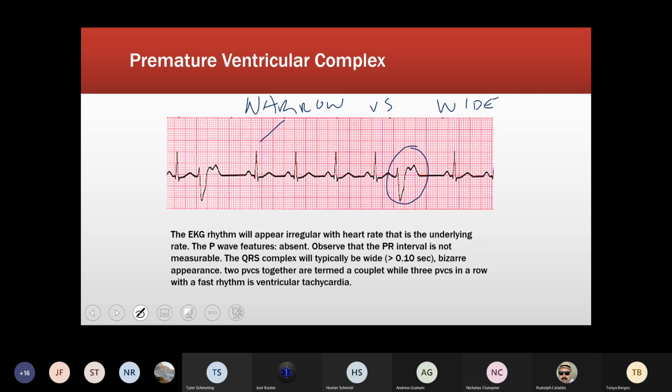Nope. Remember, wide equals distance. It takes that much longer to travel through your ventricles. So yes, there's more space, but it's due to the delay in how long it takes to get through your ventricles. That wide rhythm is not from the atrium or the AV node. That is strictly from the ventricles. Anytime you have a wide rhythm, think ventricles.